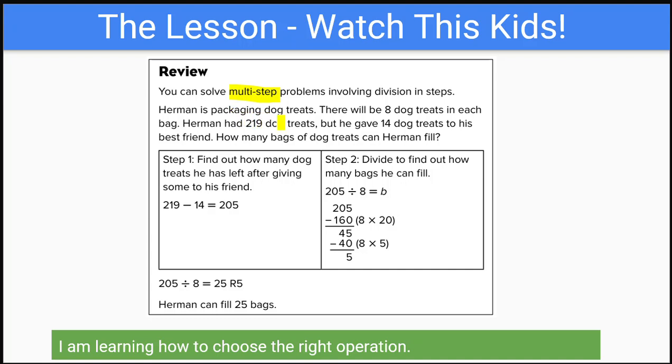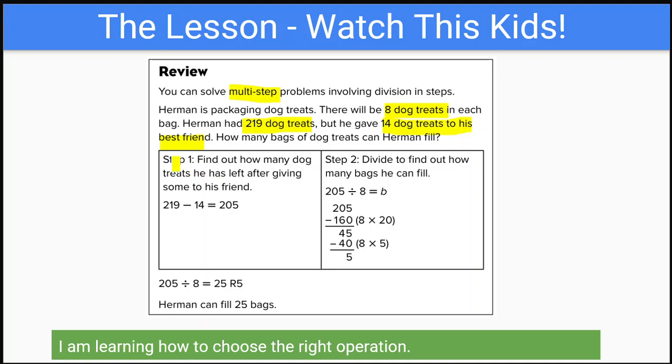Herman is packing dog treats. There will be 8 dog treats in each bag. Herman has 219 dog treats, but he gave 14 of the dog treats to his best friend. Maybe his best friend is a dog. How many bags of dog treats can Herman fill?